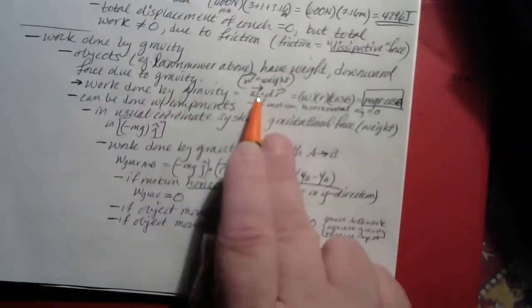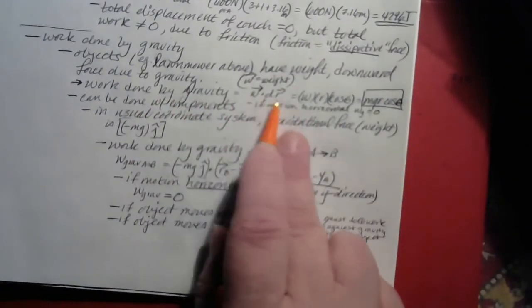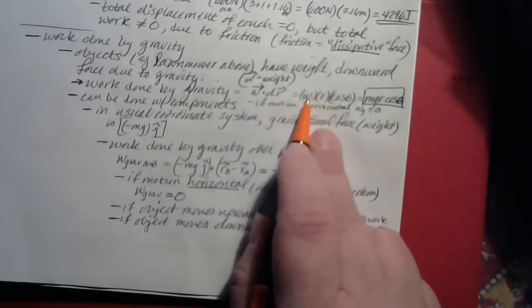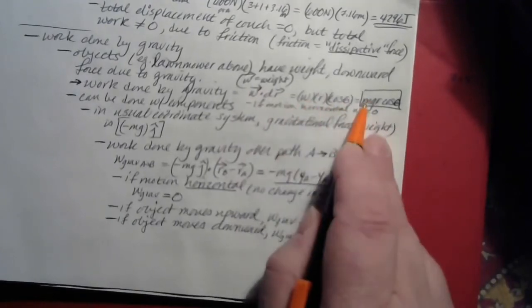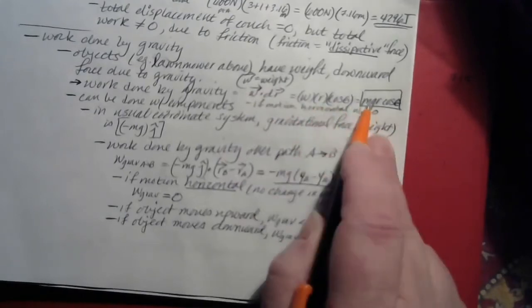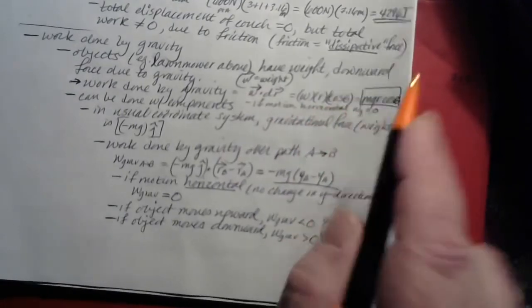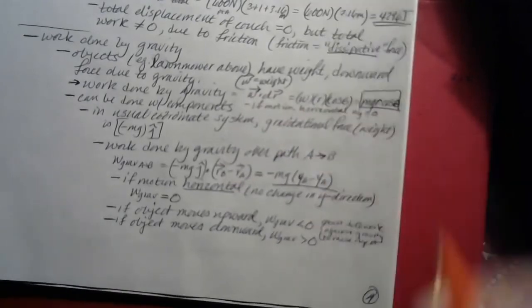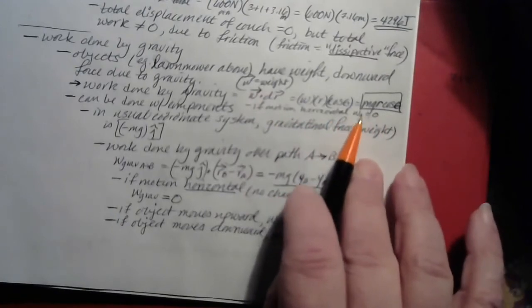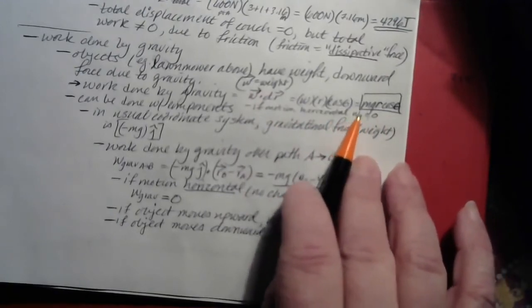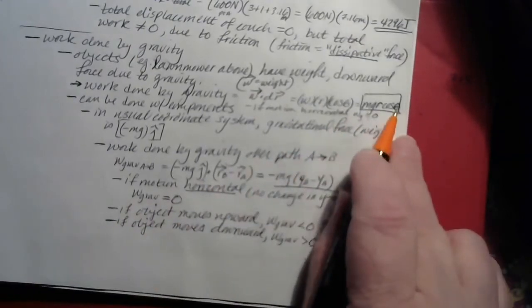So the work done by gravity is going to be the weight times the displacement. That's equivalent to the magnitude of the weight times the magnitude of the displacement times cosine theta. Weight is mass times gravity, so that can also be written as mass times gravity times displacement times cosine theta. Again, though, if the motion is horizontal, then work due to gravity ends up being 0, because theta would be 90 degrees and cosine of 90 is 0.